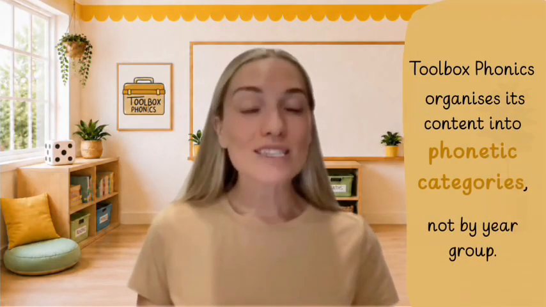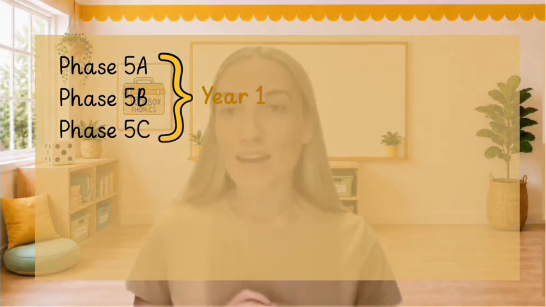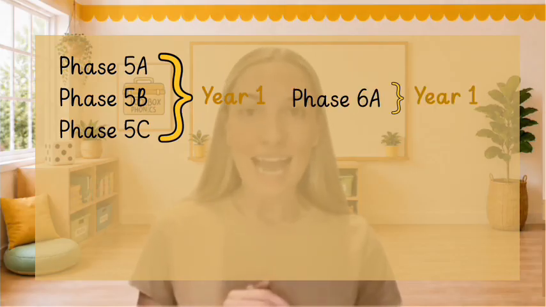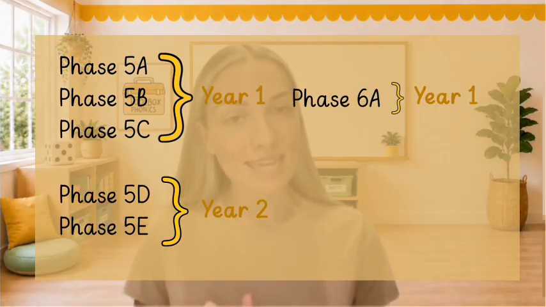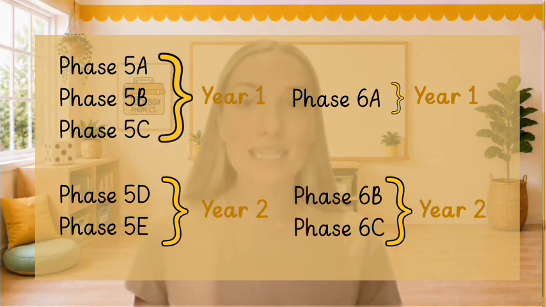The national curriculum also provides guidance on which skills to cover in Year 1 and then Year 2. Toolbox Phonics does not divide its content by year group because it organises the content into phonetic categories. So, if you are teaching strictly in line with the Year 1 and Year 2 guidance, you can simply pause Phase 5 after 5C and move across to 6A. Then, in Year 2, continue with the remaining Phase 5 content alongside 6B and 6C.